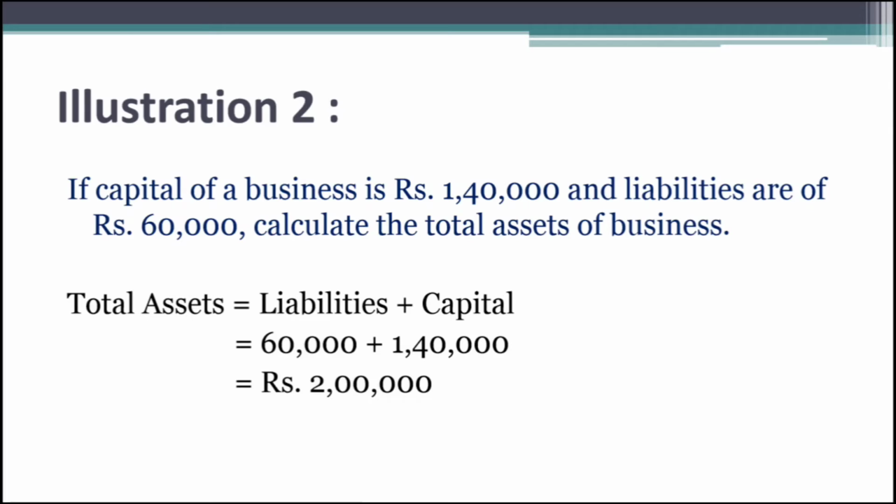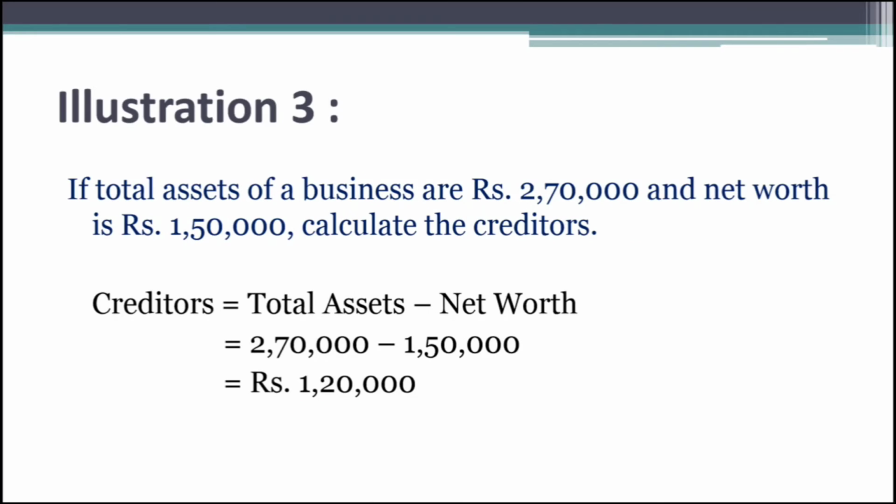Next, if a capital of a business is rupees 1,40,000 and liabilities are rupees 60,000, calculate the total assets. It is the most simplest form of accounting equation possible. Just apply the formula. Assets is equal to liabilities plus capital. So all we need to do is add up 1,40,000 and 60,000. Total assets comes out to be rupees 2 lakh. Easy.